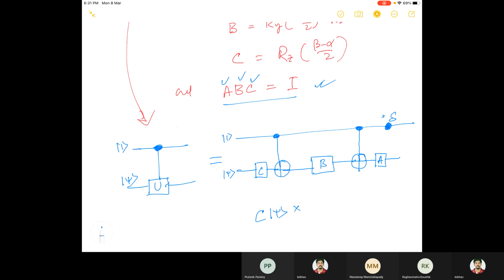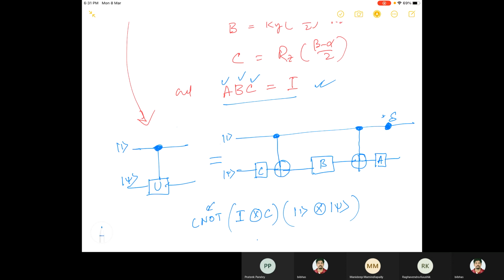If you want to write the entire thing, I have to write it a little differently because there is a C naught gate. So let me write it this way. My original input was 1 times psi, right? This is my input. Then first C gets operated. When C gets operated on the second qubit, that means on the first one I'm not doing anything, so I'm writing the matrix C here. Then my C naught gate is operated on, then my B is operated on, and then again the C naught gate, again the A gate.